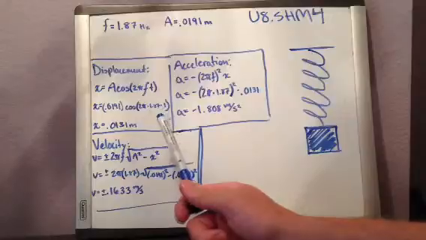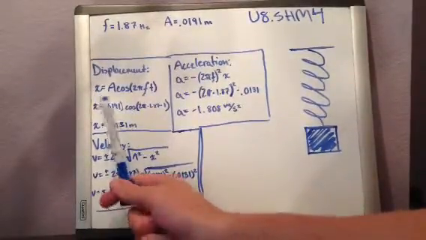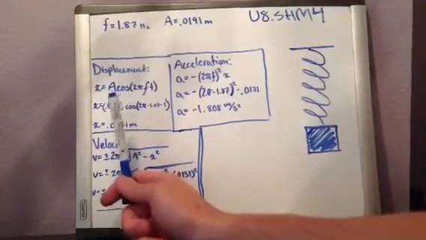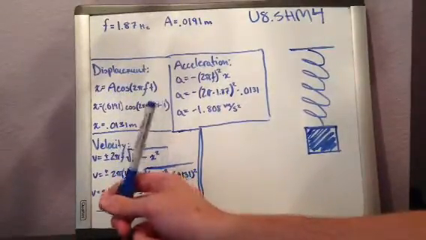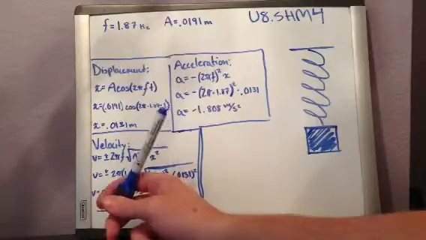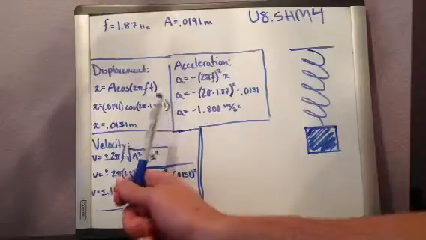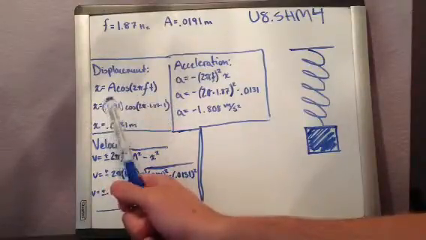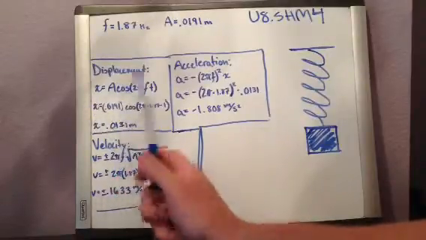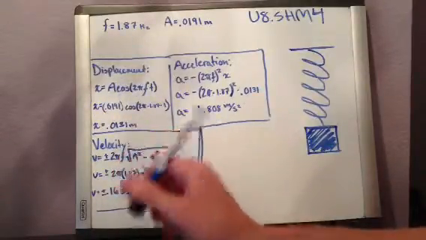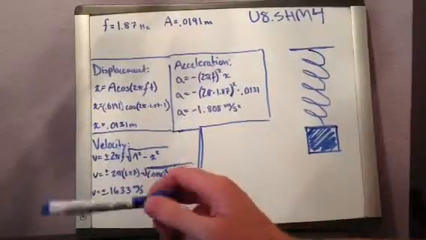So for this, we plug in x equals 0.0191, which is the amplitude, times cosine 2 pi times 1.87, which is the frequency, times 1, which is the time. And that gives us the answer, x equals 0.0131 meters. And that is the displacement at time 1 second. So using that, we can find the velocity.